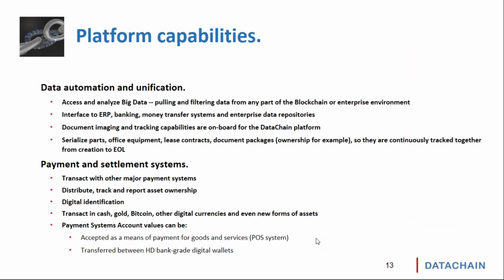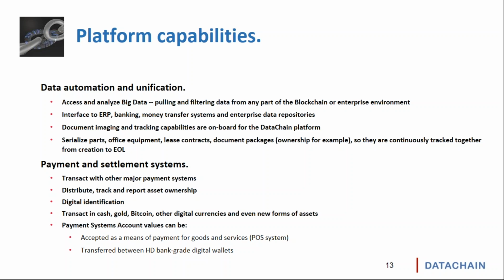So again, some of our other platform capabilities are data automation and unification. We're accessing and analyzing big data, with interfaces to ERP, banking, and money transfer systems. There are onboard document imaging and tracking capabilities. We are able to serialize parts, and have even serialized things like office equipment, lease contracts, and document packages, just to give you some idea of the types of things that can be packaged up and tracked via the blockchain from creation all the way to end of life.